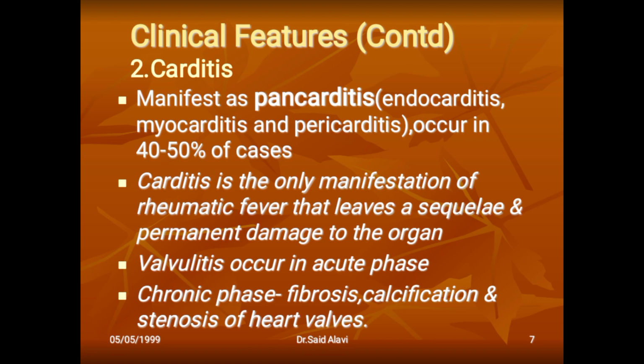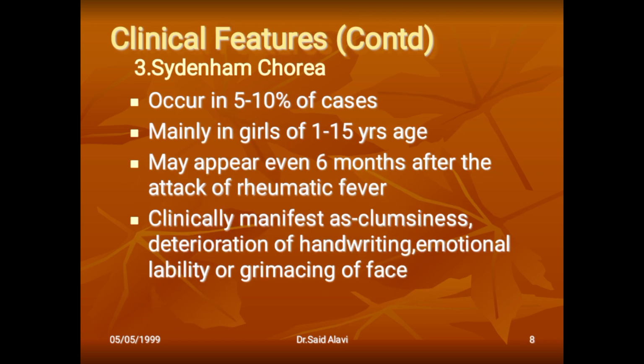Now carditis. Carditis is manifested as pancarditis, that is endocarditis, myocarditis, and pericarditis. It occurs in 40 to 50% of cases. Carditis is the only manifestation of rheumatic fever that leaves sequelae and permanent damage to the organ. Valvulitis occurs in the acute phase. Chronic phase: fibrosis, calcification, and stenosis of the heart valve.